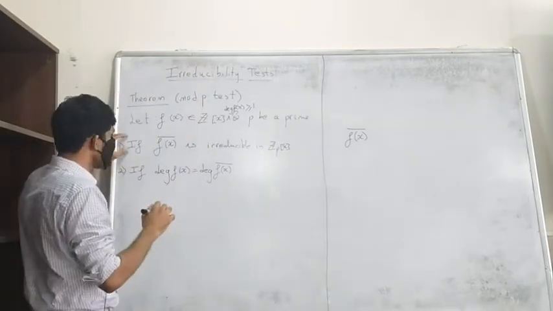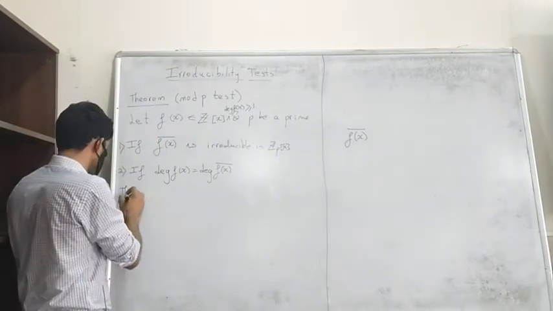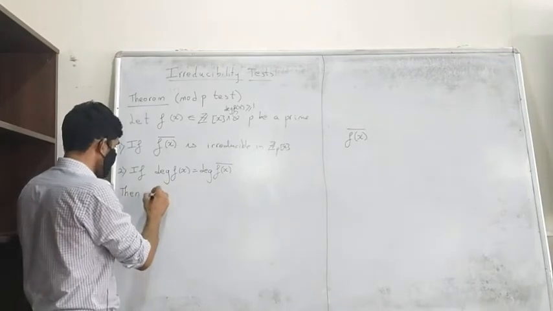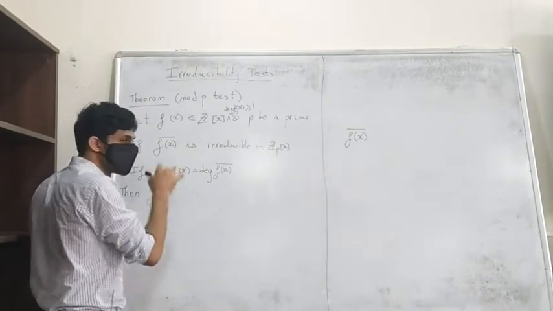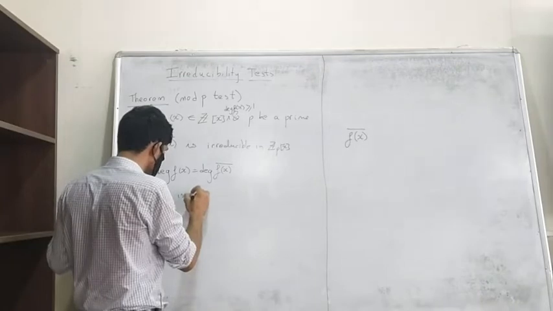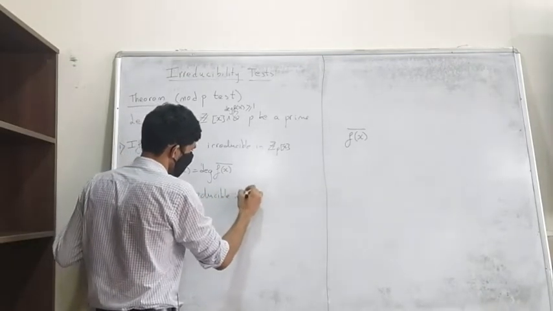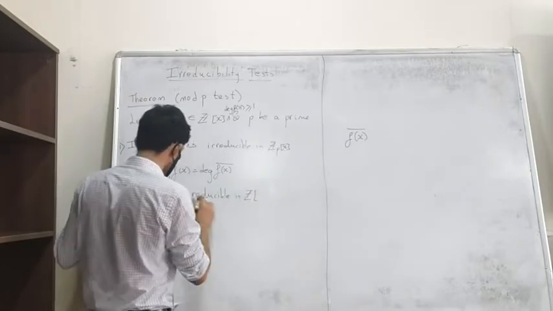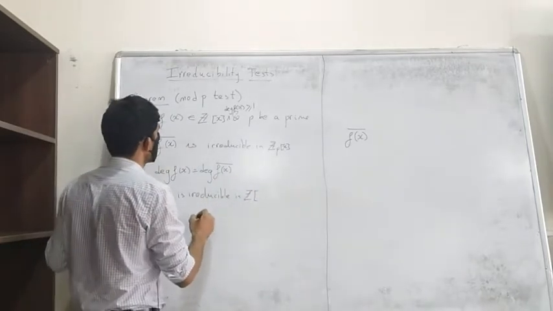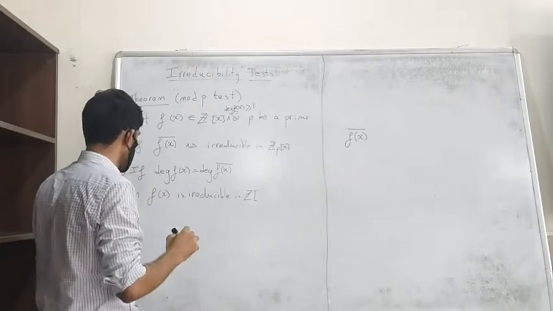If this happens and this happens, then f(x) is irreducible in Z.